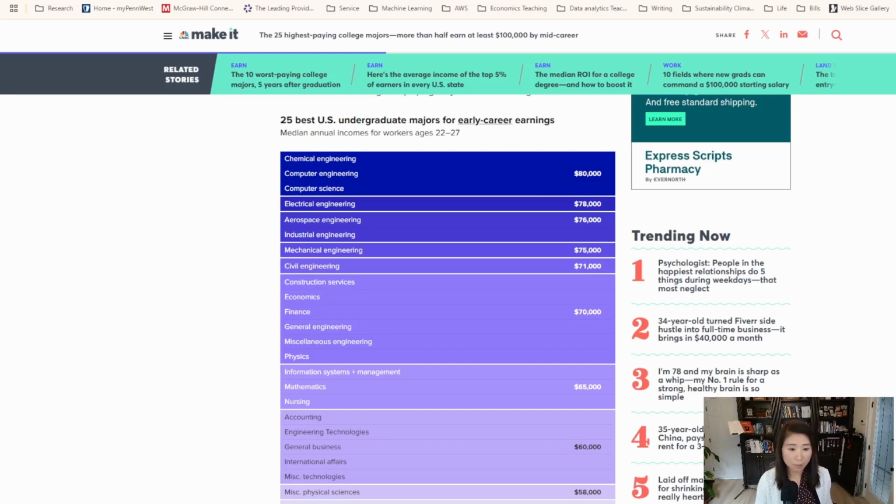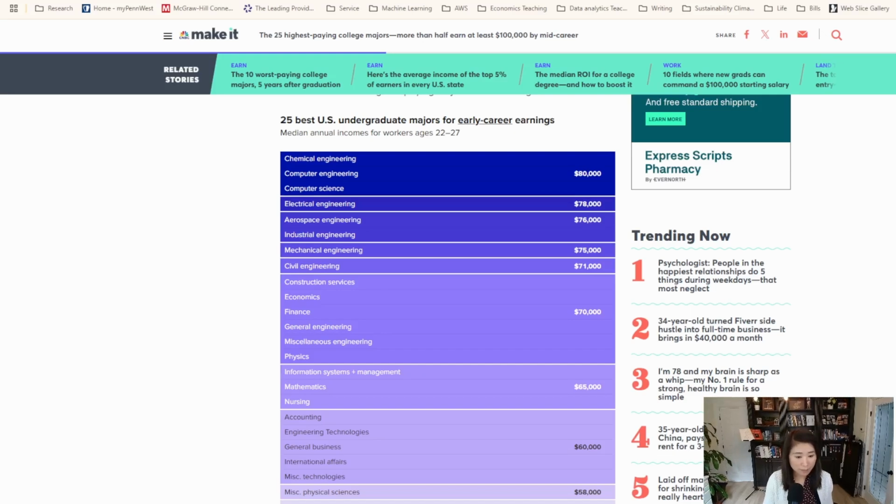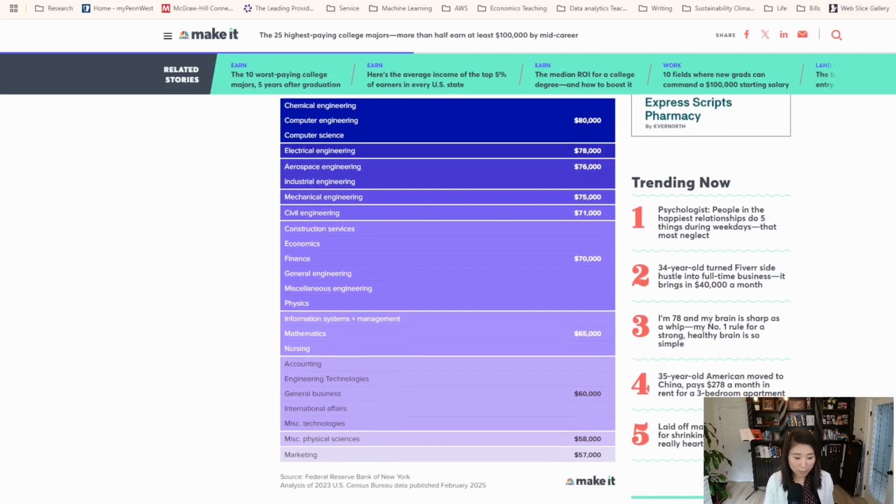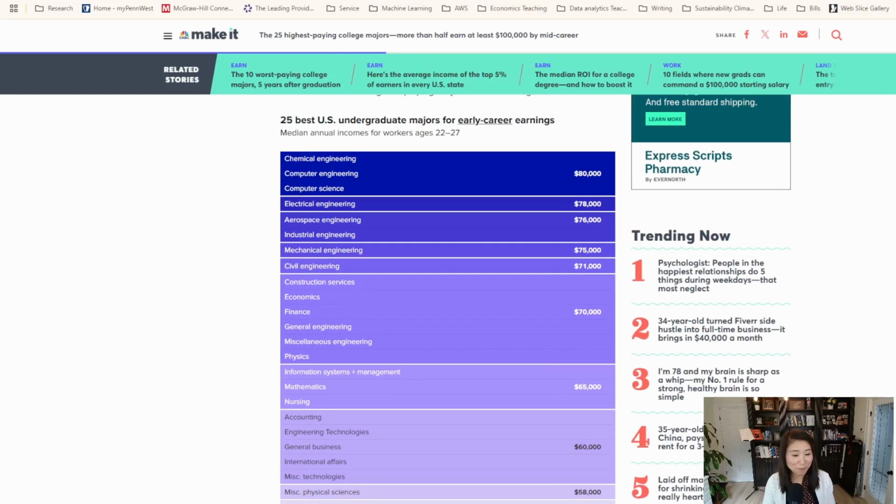Okay, so at the top is computer science and chemical engineering. Computer engineering is $80,000. And if I scroll down, econ and finance are in the same group, at 70,000. And then if you go down, accounting and marketing, 57, accounting, 60. Seems like if you are an econ major, you are on the good track.